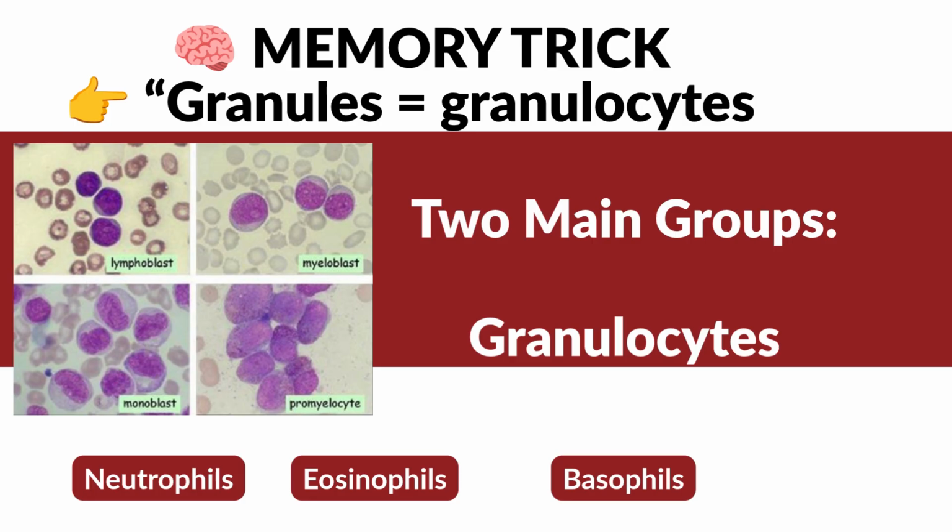So the takeaway from this, to help you remember when you're reviewing, is: is this a mature cell or an immature cell? Do I see any toxic granules, or is this normal? Is this reactive or malignant?